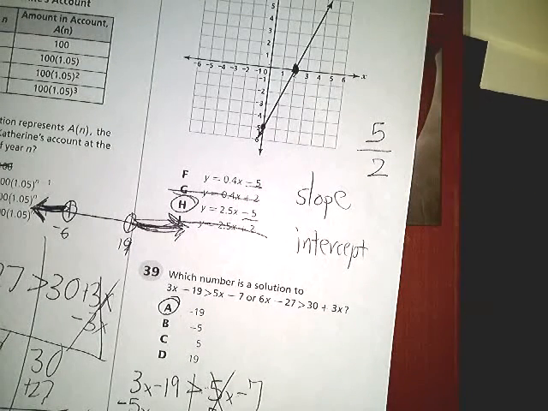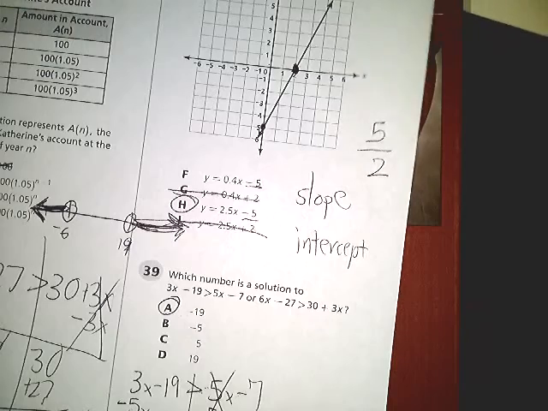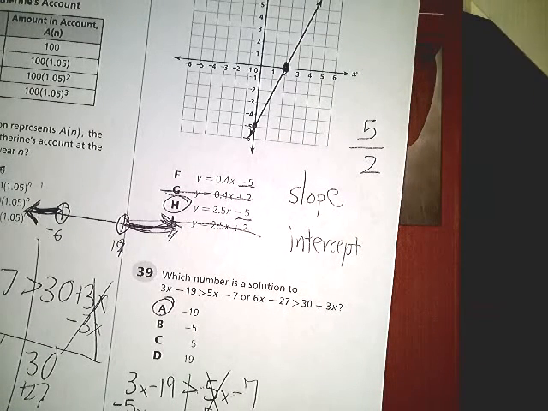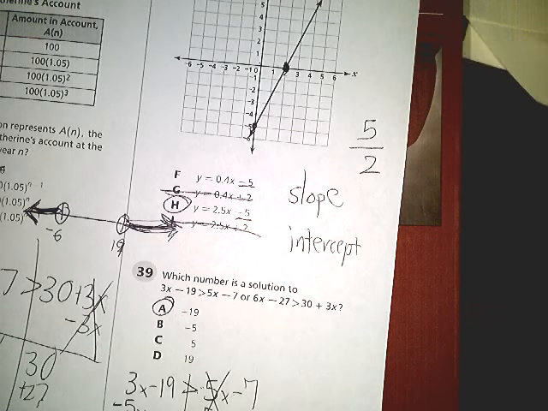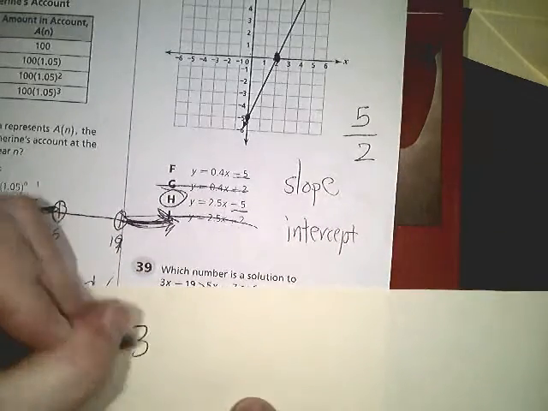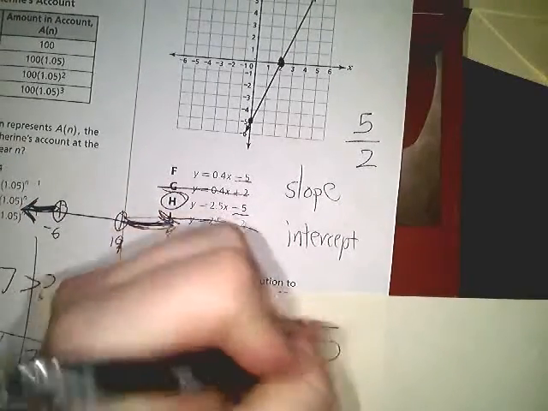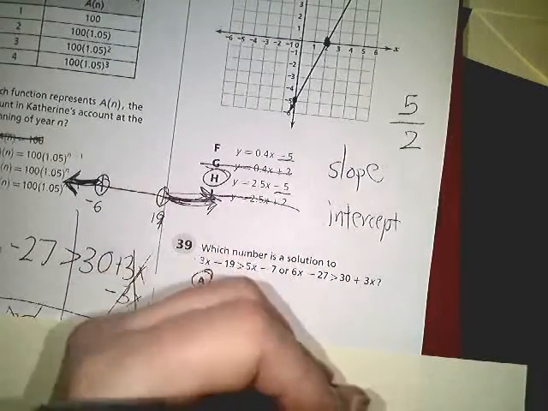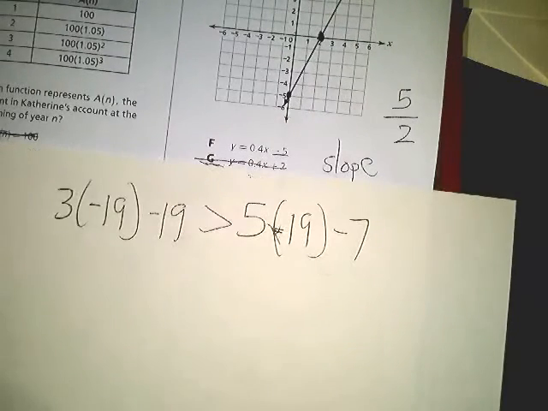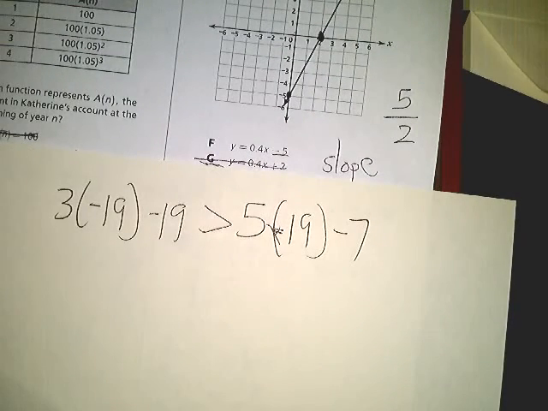Now, if you don't want to do it that way, it's too long, you don't like that method, there's another way that you can go about making it happen, which is to look for a true statement. What I'm going to do is plug in my answer choices. I'm going to plug in negative 19 as my x into the first one. So there it is. So I'm going to see if what I've done makes a true statement.